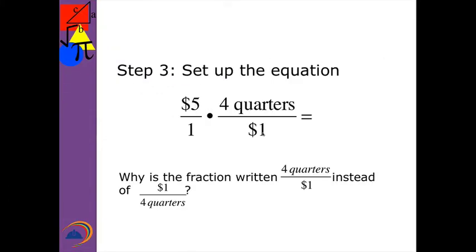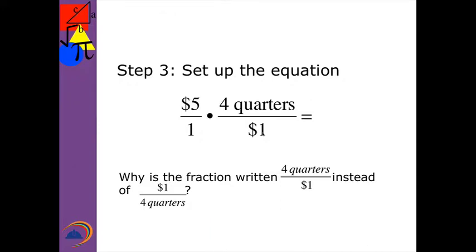Step 3 is to set up the equations. So I put $5 over 1 and 4 quarters over $1. So add that to your note taker if you haven't written it down already. And the question I want to ask is, why is the fraction written 4 quarters over $1 instead of $1 over 4 quarters? Teacher, pause the video, allow students to share with their partner, and call on non-volunteers, and I'll meet you back here in a minute.